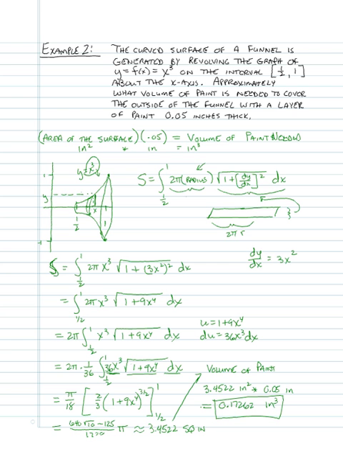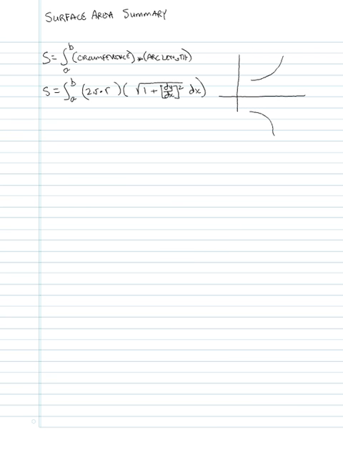Okay, we're going to look at a couple more examples here that follow on the next pages. Let's start out with a little summary of surface area calculations. You notice at the very top here I've written S for surface area is an integral from A to B of the circumference times the arc length.